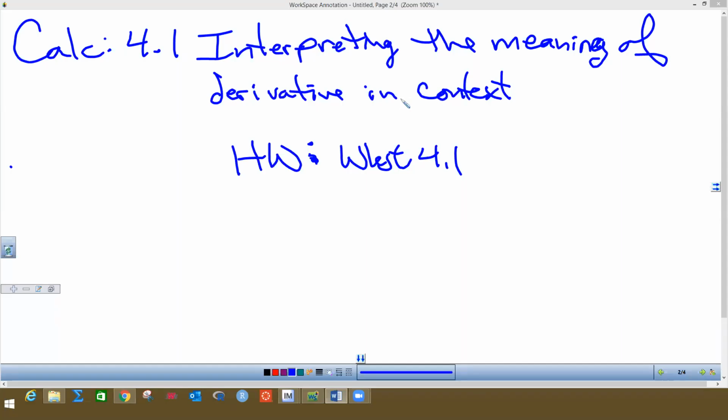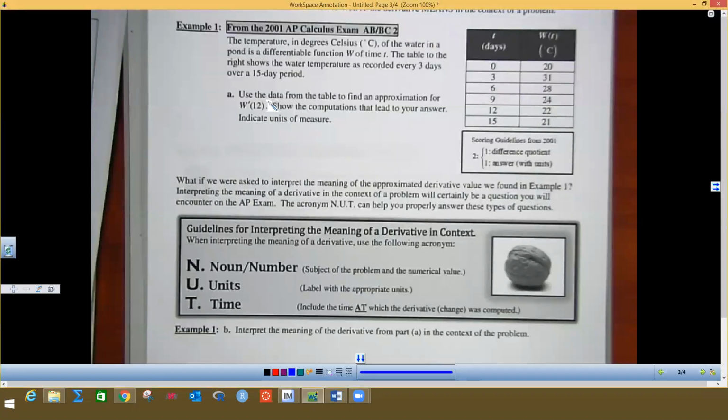All right, so these are the notes for 4.1. We are wanting to be able to interpret the meaning of a derivative in the context of a story problem, and your homework is going to be worksheet 4.1. So first thing we want to notice is the temperature in degrees Celsius. The temperature in degrees Celsius, C, of the water in a pond is a differentiable function.